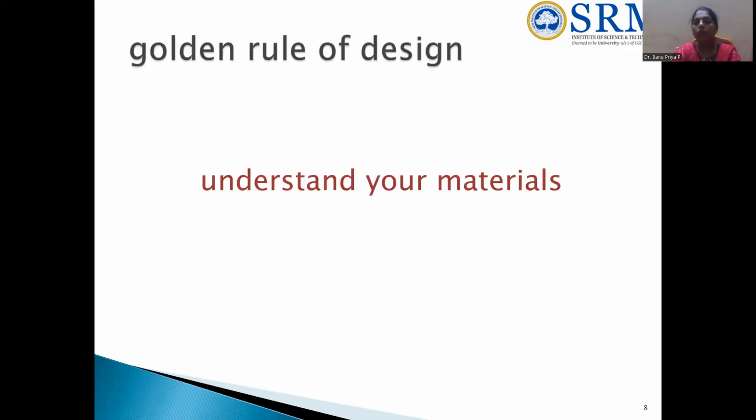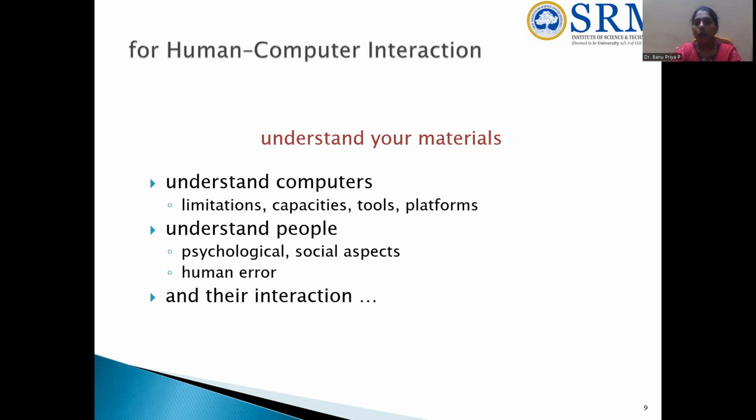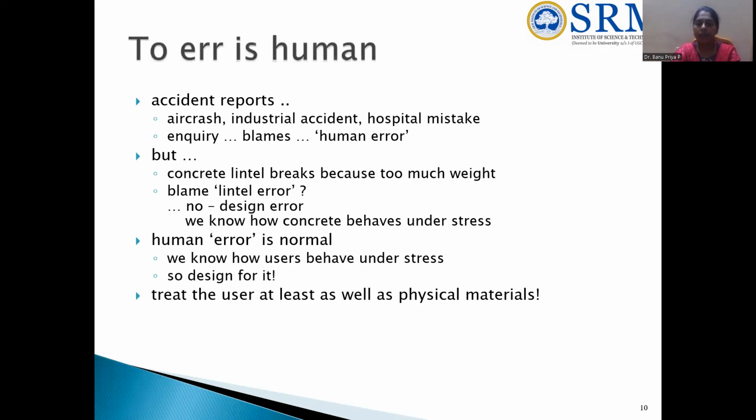Now, we will understand the golden rule of design, that is about understanding the materials. How do we understand the materials in human-computer interaction? First, understand the system of the computers via understanding the limitations, capabilities, capacities, storage, memory, tools, platforms, all those. Understanding of the system has to be done. Then understand the people via both social and psychological aspects in order to avoid human error. And understand the interaction, the ways we interact between the computers and the people. So understanding the materials is primary.